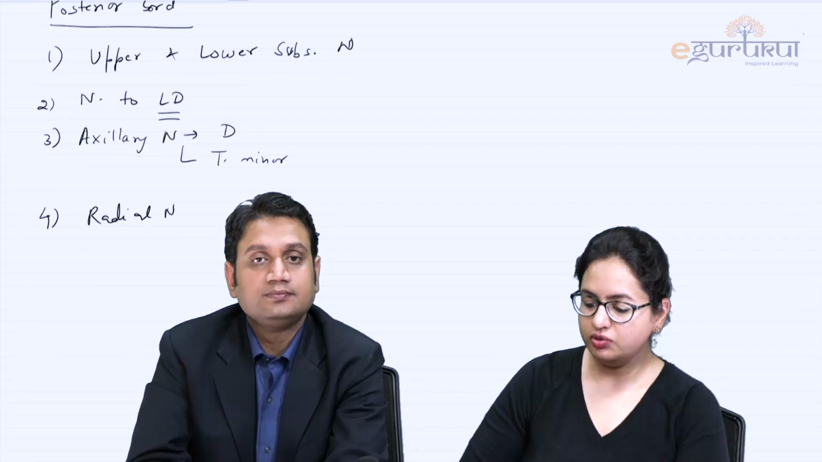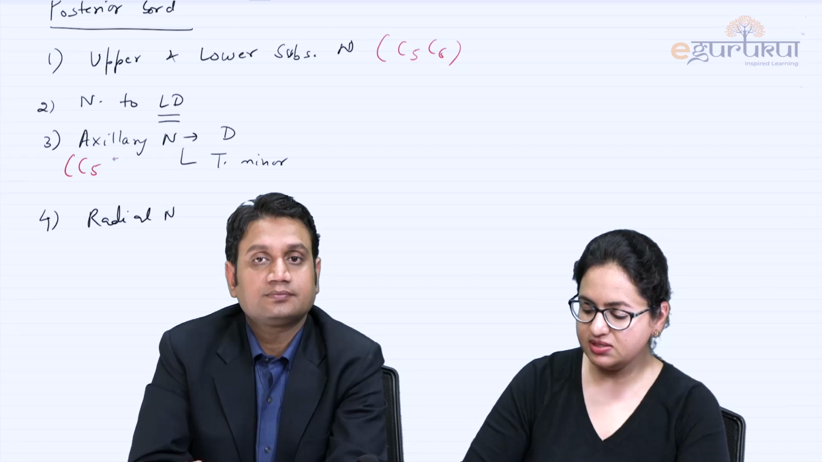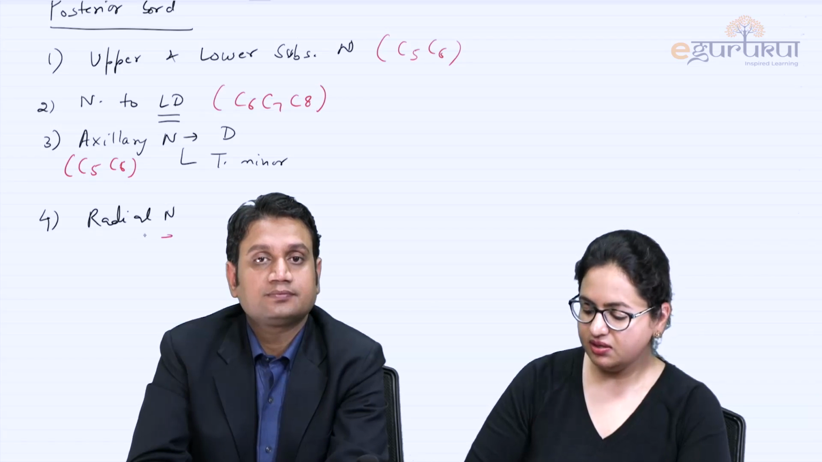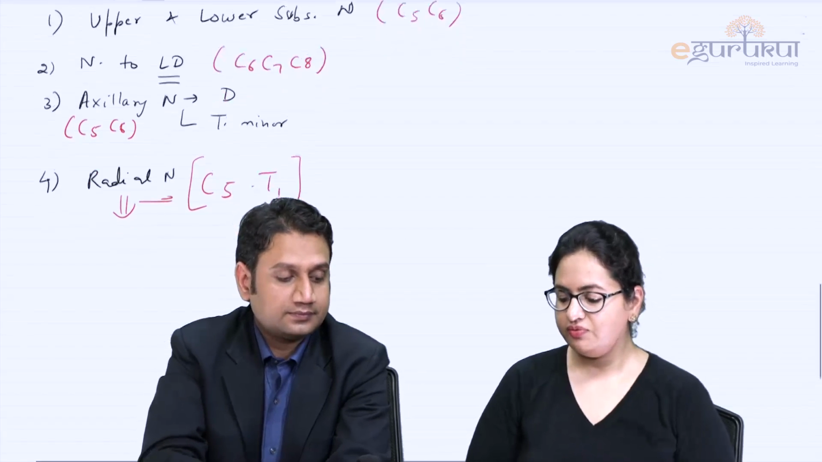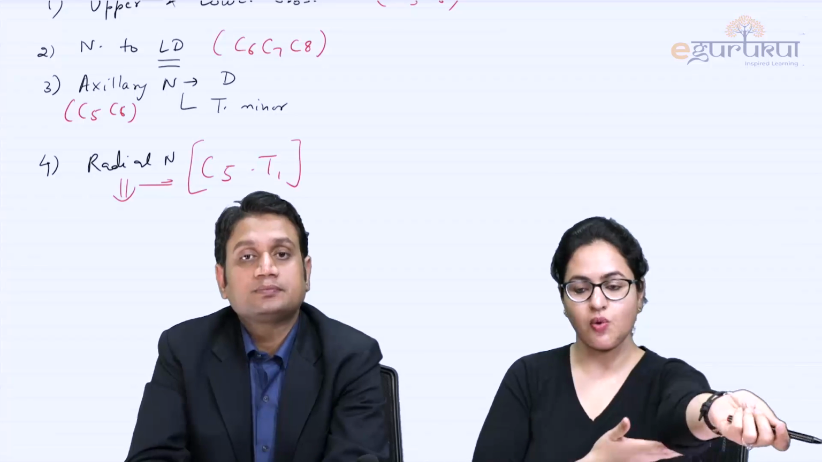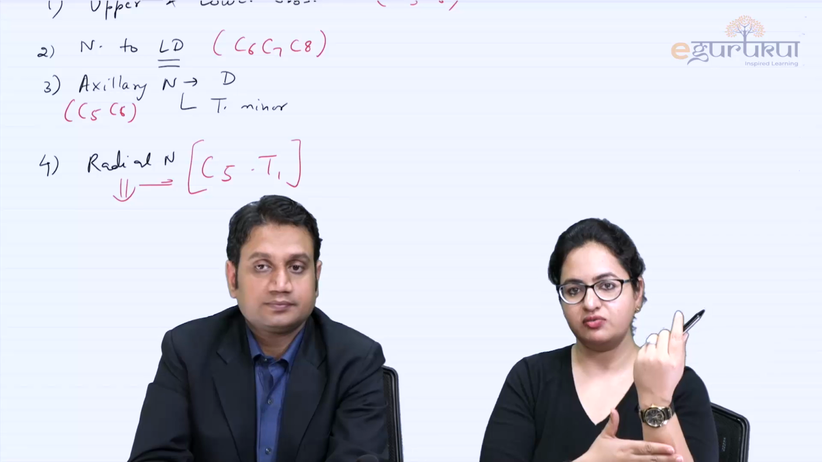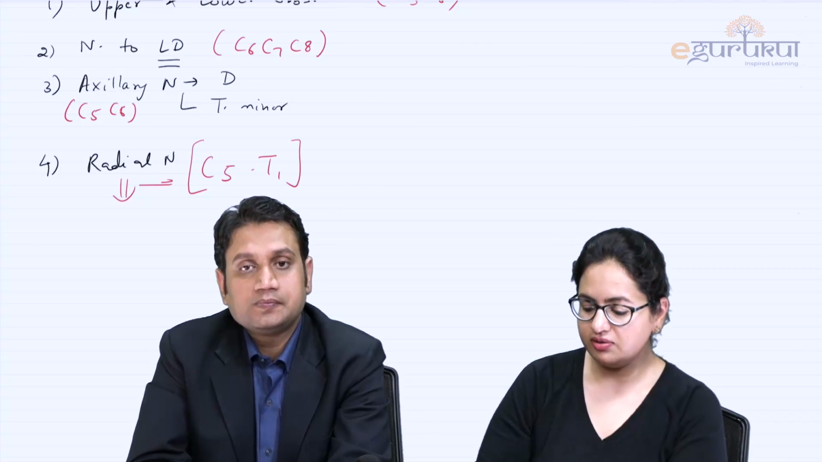Over here, when we talk about the root values for these nerves, the root value of subscapular nerve is C5 and C6. For axillary, it is C5 and C6. For the nerve to latissimus dorsi, C6, C7 and C8. And the radial nerve is the one which has all root values from C5 to T1. The radial nerve is the one which supplies all the muscles on the posterior side of the arm as well as the posterior side of the forearm. So all the extensor muscles are supplied by the radial nerve.